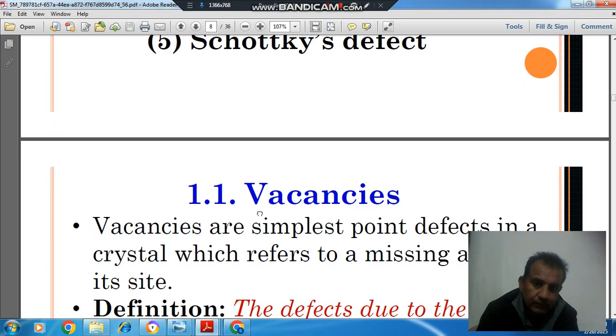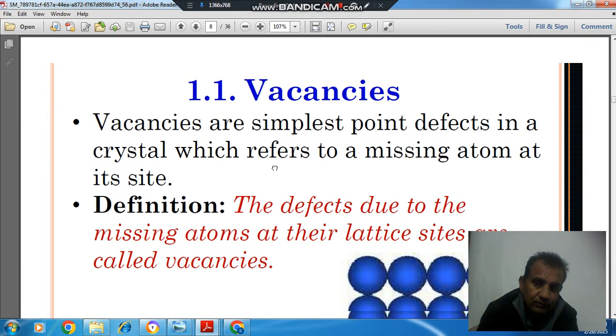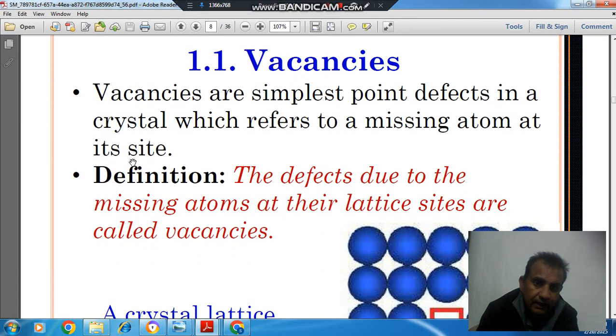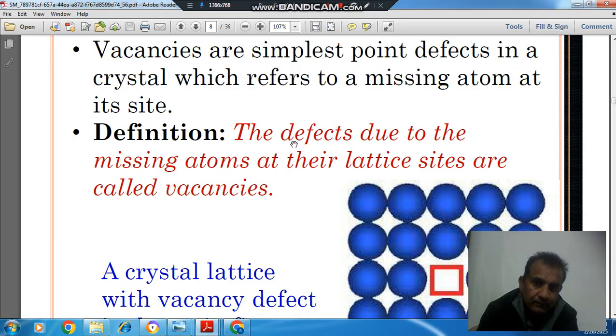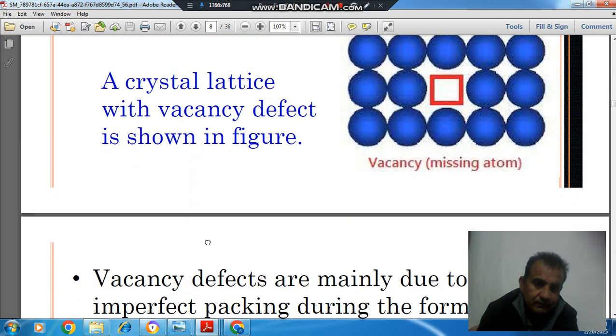So first is vacancies. Vacancies are the simplest point defect in the crystal, which refer to a missing atom at its site. Definition: the defect due to missing atom at their lattice sites is called vacancies. So this is the vacancy. The atom is not there. A crystal lattice with vacancy defect is shown in figure.